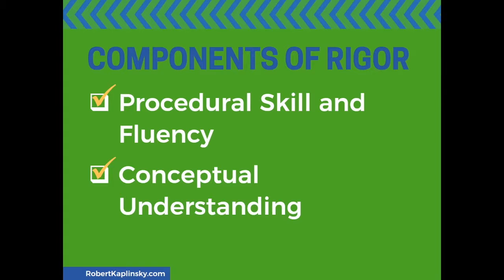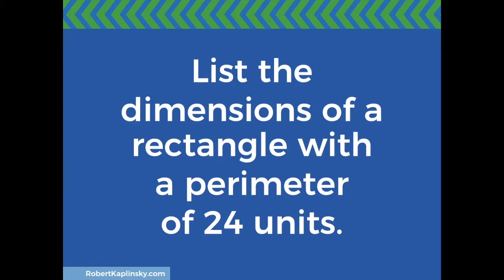I next asked the student this question. List the dimensions of a rectangle with a perimeter of 24 units. Now it's important to realize the standard hasn't changed at all. We're still asking stuff around the area and perimeter of rectangles. But somehow we also know that the problem is a little bit different. So let's watch the same student seconds later answering the same problem.